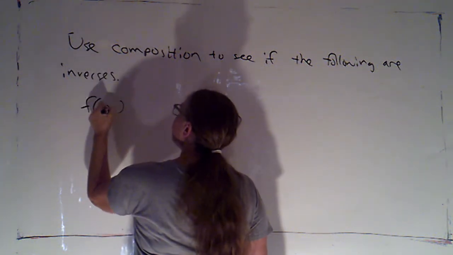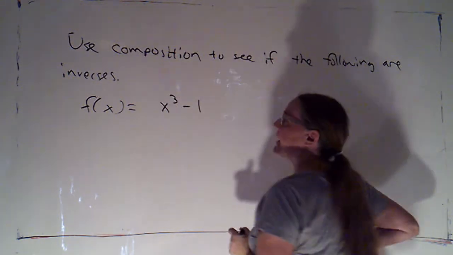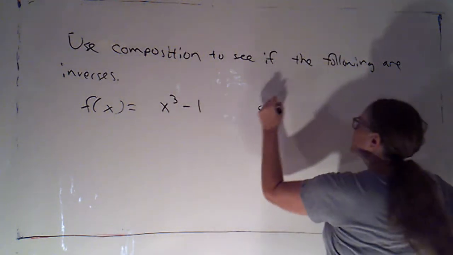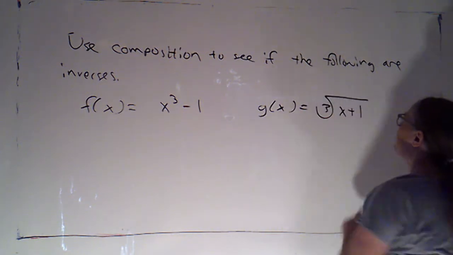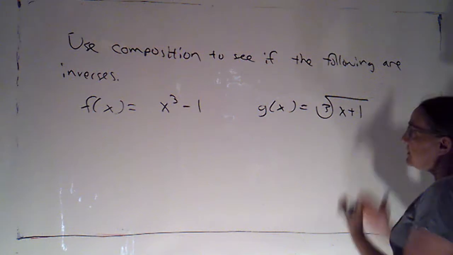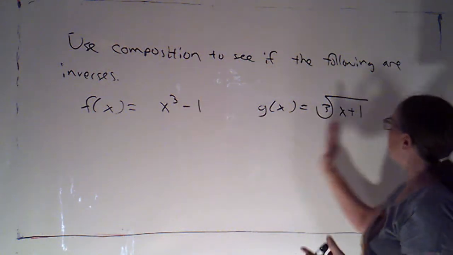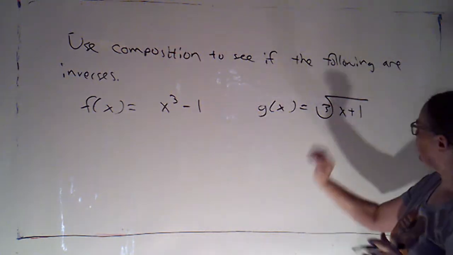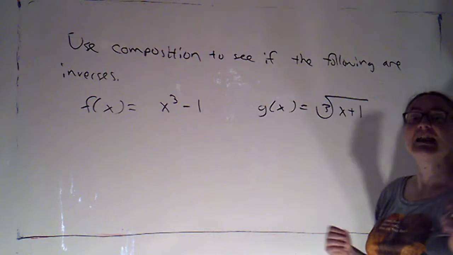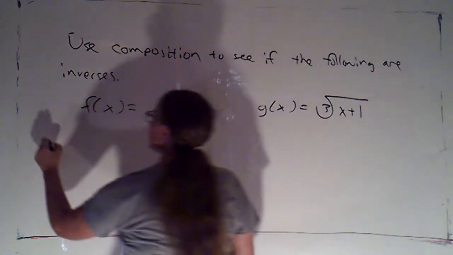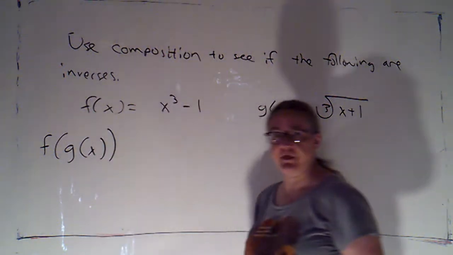So let's let f of x equal x cubed minus 1 and g of x equal the cube root of x plus 1. So I am seeing some opposite processes going on here. Here I'm subtracting one, here I'm adding, there I'm cubing, there I'm taking the cube root. So this seems reasonable that they might be. Let's check. It doesn't matter which one I check first because I'm going to check both of them.